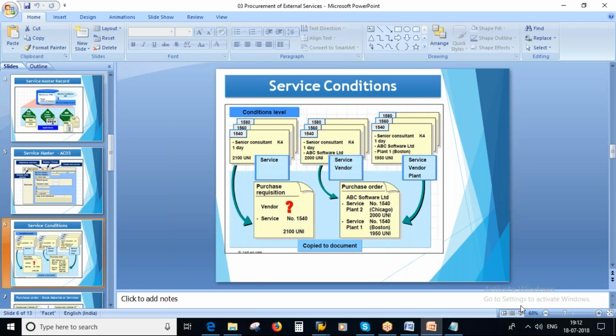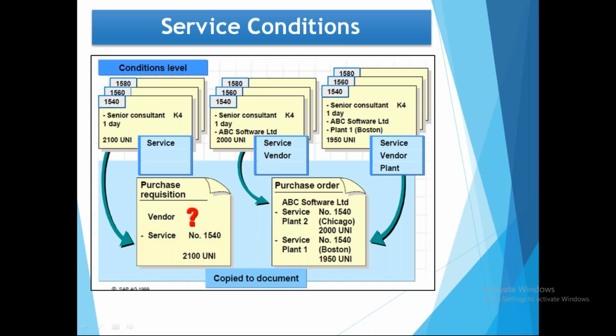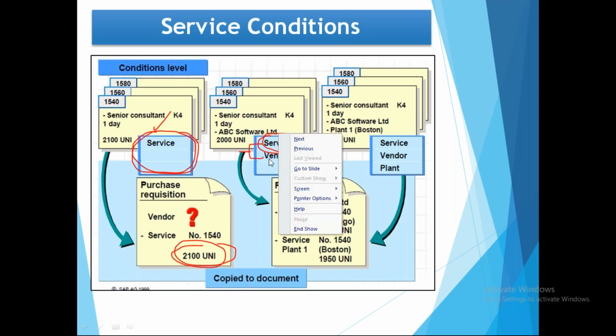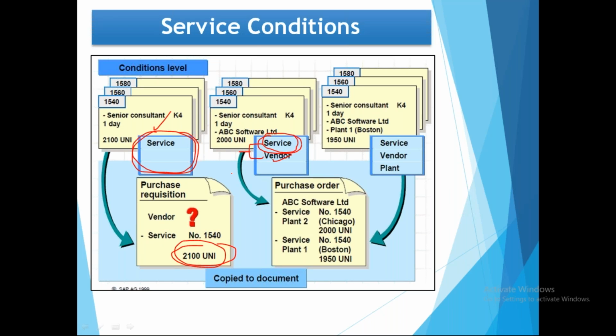To create the service conditions, there are three levels. One is only for a particular service, which means the service can be done by any vendor. For that you will be maintaining the price. Another one is for the service and vendor combination. That means when you are procuring the service from a particular vendor, you maintain the price. When you create a PO for this service and this vendor, only this price will be used. If you create a service PO for the service from another vendor, this price will not be used.